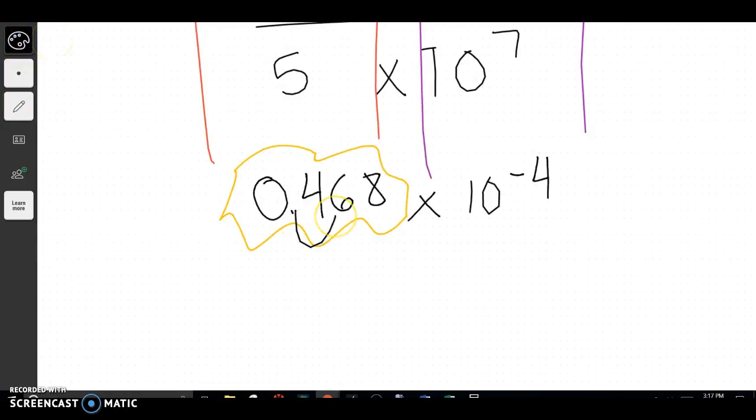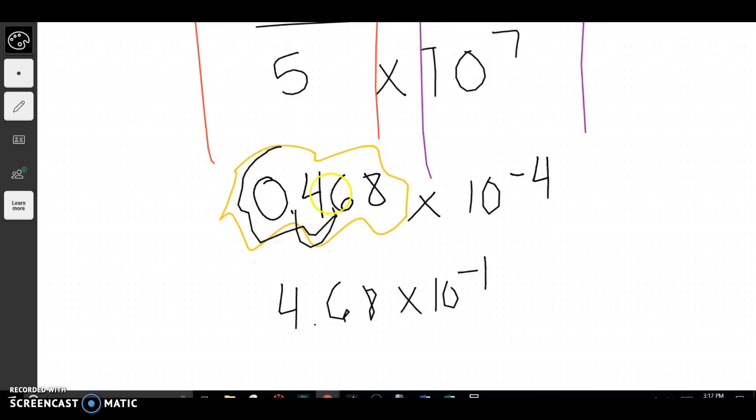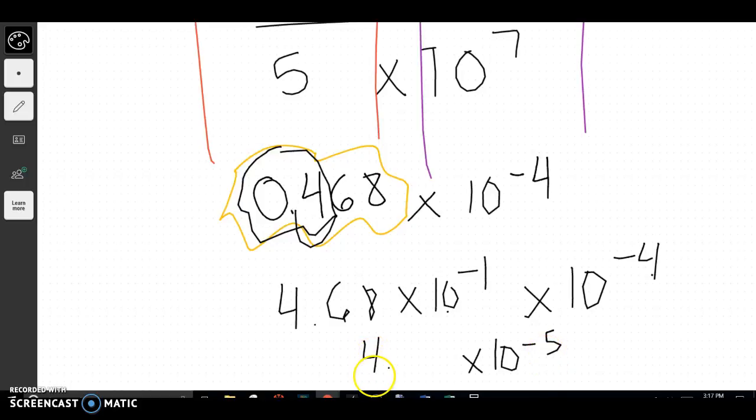So I would need to move the decimal one place over, so 4.68 times 10 to the negative first, because this number right here was less than 1, so it's a small number. And then I'll have 10 to the negative first and 10 to the negative 4th. Well, that will give me 10 to the negative 5th. And that would be my final answer there again.